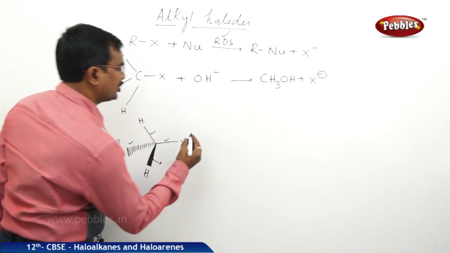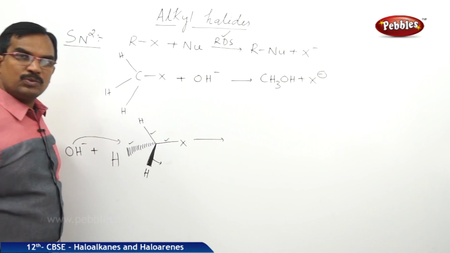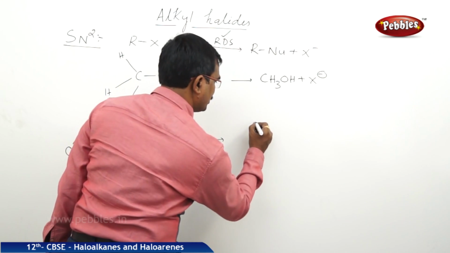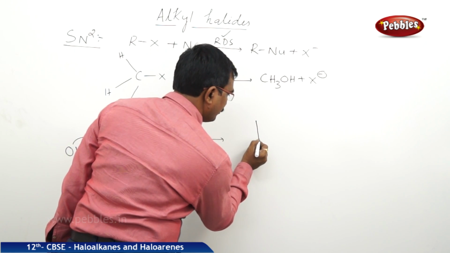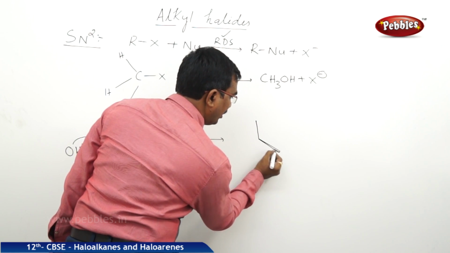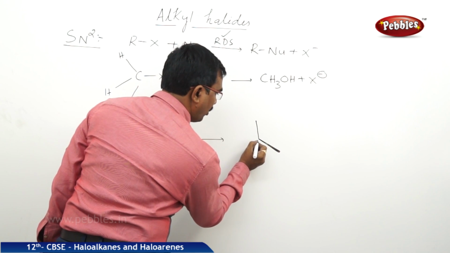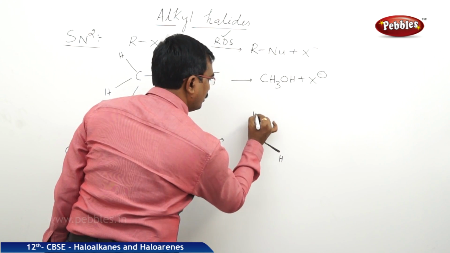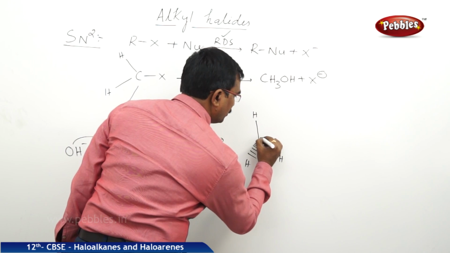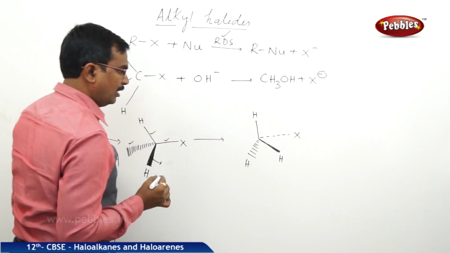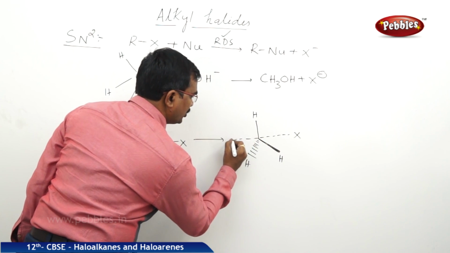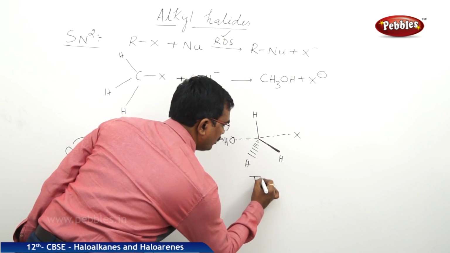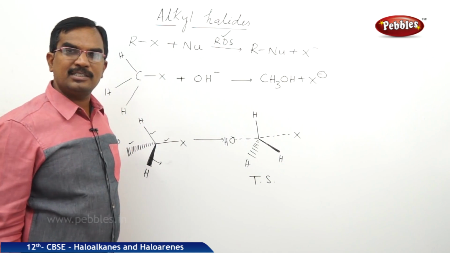Now, when we observe this reaction, what we can understand is that we will get one intermediate, nothing but a transition state. The transition state we can write like this. Hydrogen atom, this is the bond above the plane of the paper, this is the bond below the plane of the paper, hydrogen, hydrogen and hydrogen, and here we can observe the leaving halogen, and here we can observe the attacking OH group. So this is a transition state. This is not an intermediate, this is a transition state.